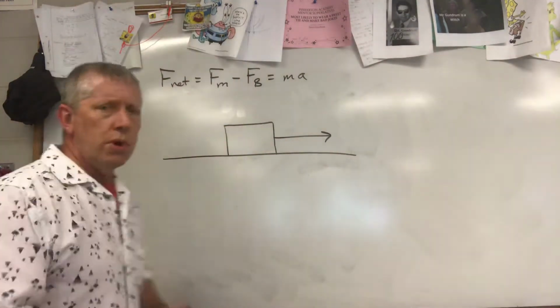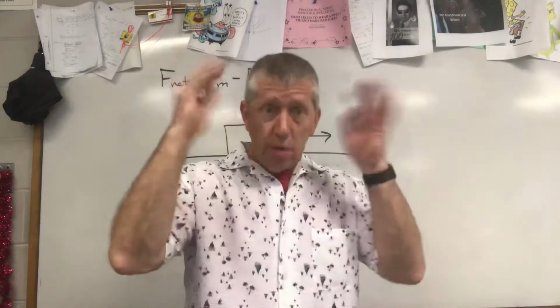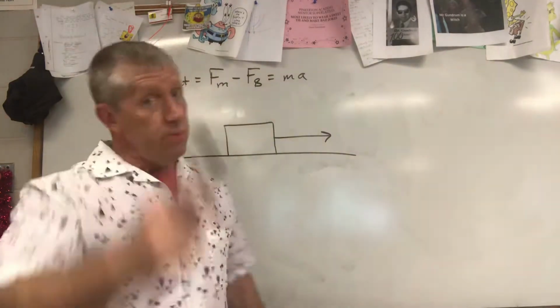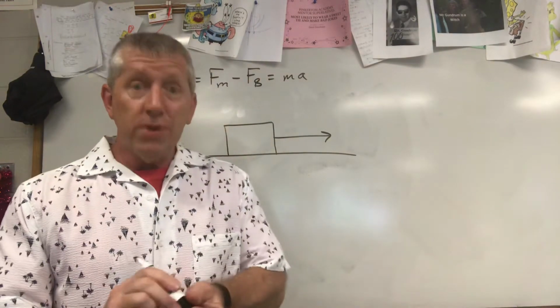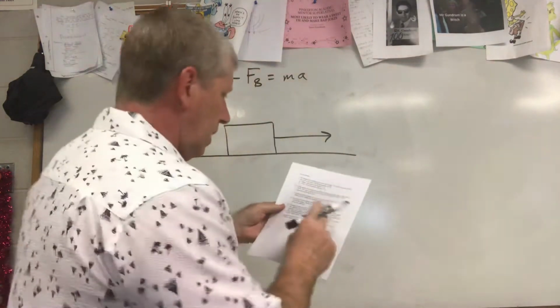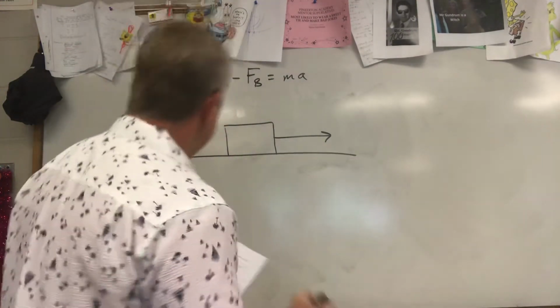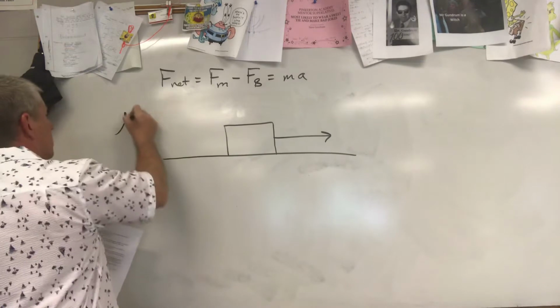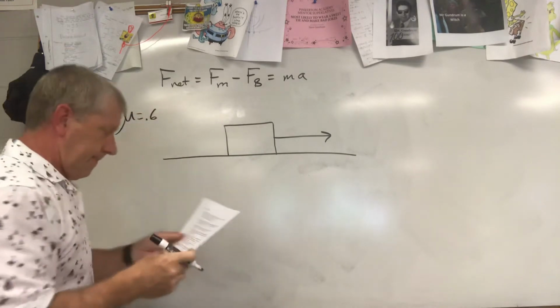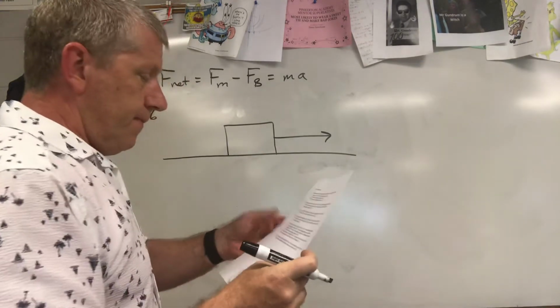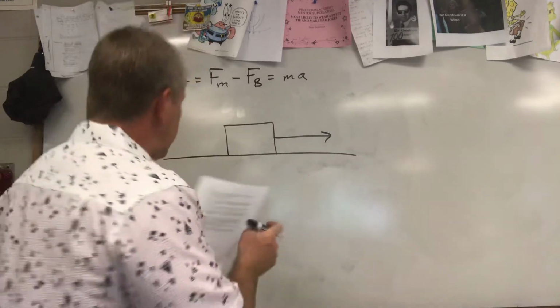So you see those two words, constant velocity, bells and whistles should be going off in your head. Okay, so what's the problem? Get back to the problem, please. The coefficient of friction is 0.6. Okay, let's put that here. Between the box and the surface, the box has a mass of 40 kilograms.